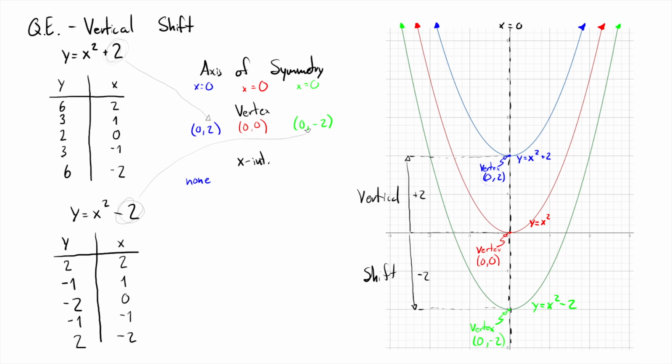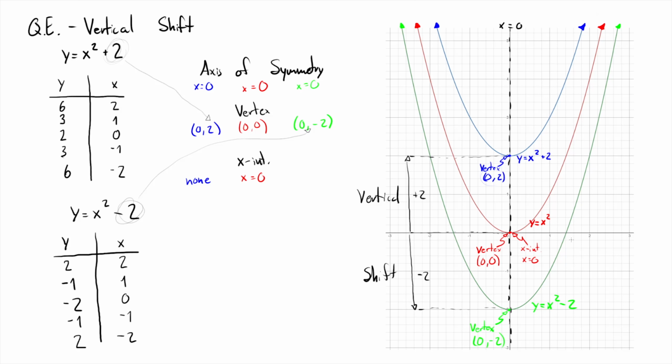Take a look at the red one, and again, we covered this in the previous video, but the x-intercept for the red graph is right here. It happens to be at the vertex. So this is the x-intercept. And again, we can label where this x-intercept happens. It happens at x equals 0. So our x-intercept for the red graph, y equals x squared, is at x equals 0.